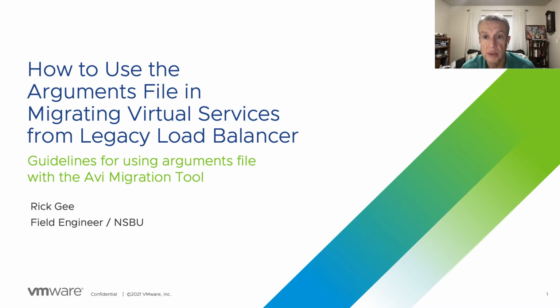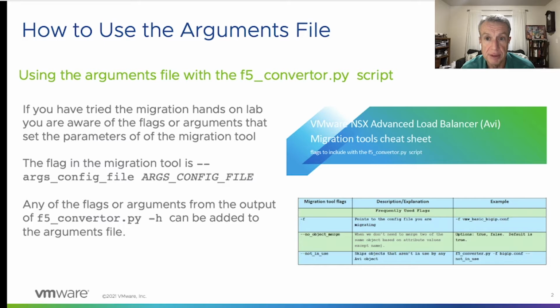Today, we are going to cover the topic of how to use the arguments file with the migration tool on Avi. To migrate from the F5 LTM to the NSX Advanced Load Balancer, we provide a Python script and a step-by-step process for taking that LTM configuration file and converting it to the correct format for uploading to your Avi controller.